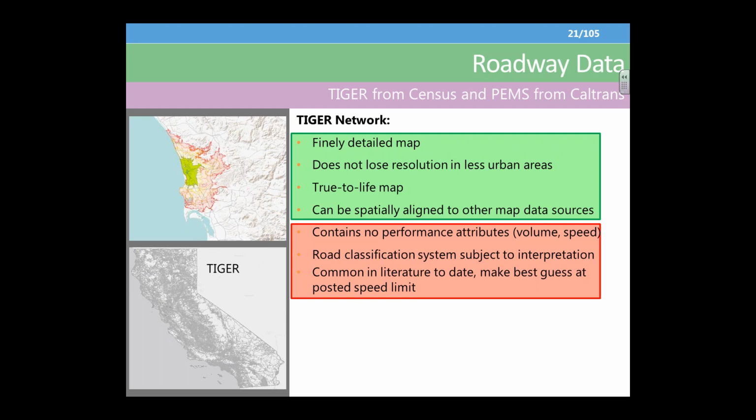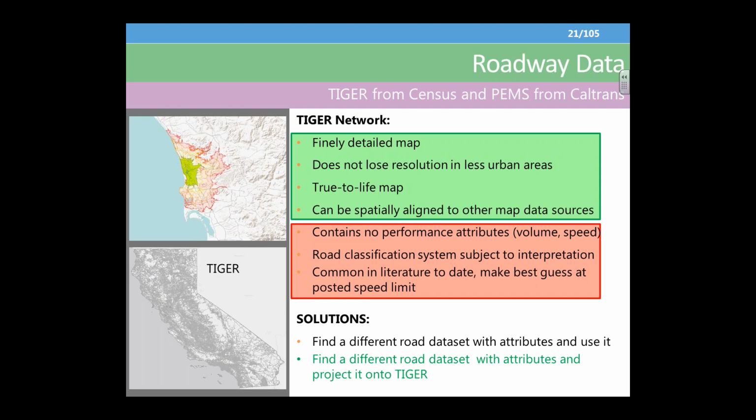So again, you'd be stuck with using the road classification system to determine what you might think speed limits are, and that's subject to interpretation. And again, oftentimes using assumptions of posted speed limit is the solution that's utilized. So you can continue looking for another data set to solve this issue, where you get both high resolution of the geometry and good values for attributes for the speed traveled on the roadway. Or you can find another road data set with attributes and project it onto Tiger. So essentially replace the PEMS part of this analysis.